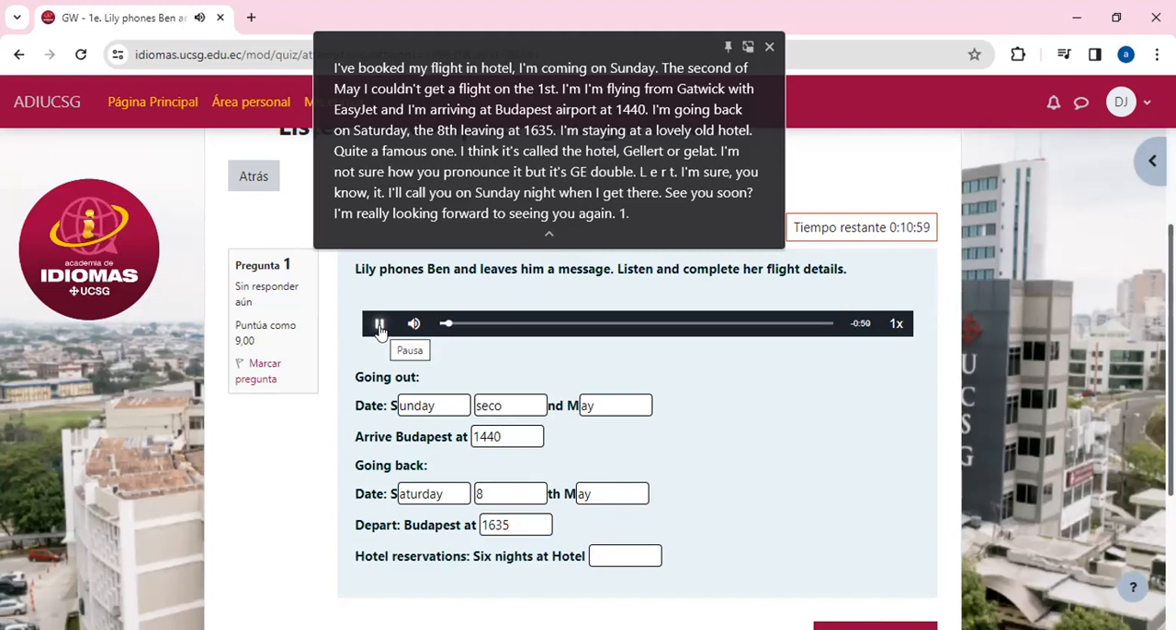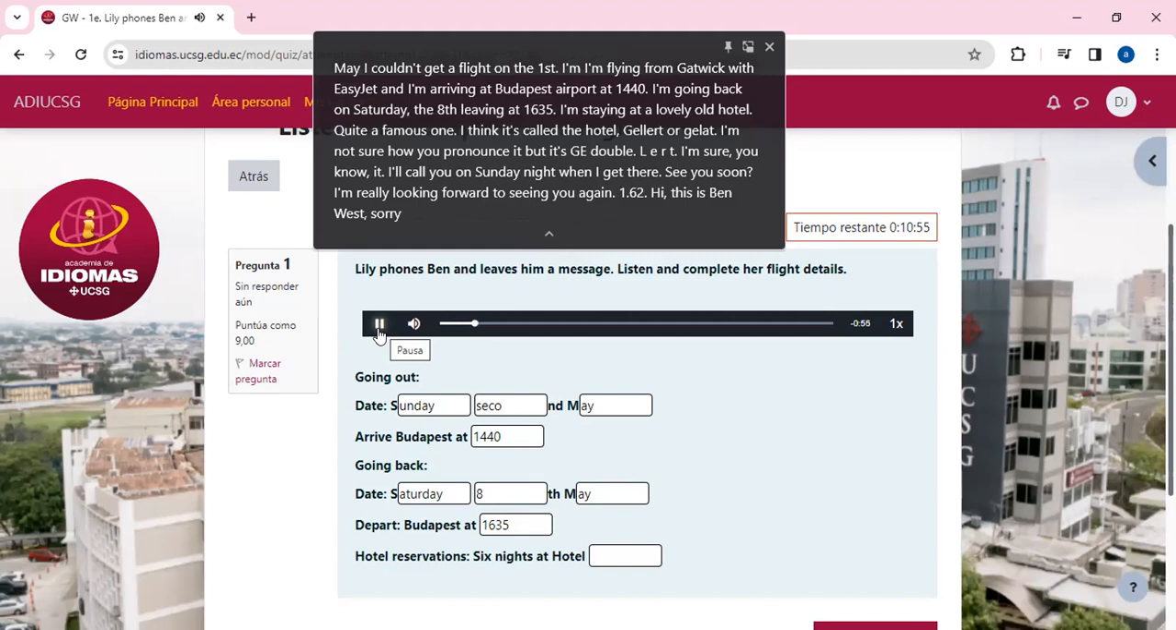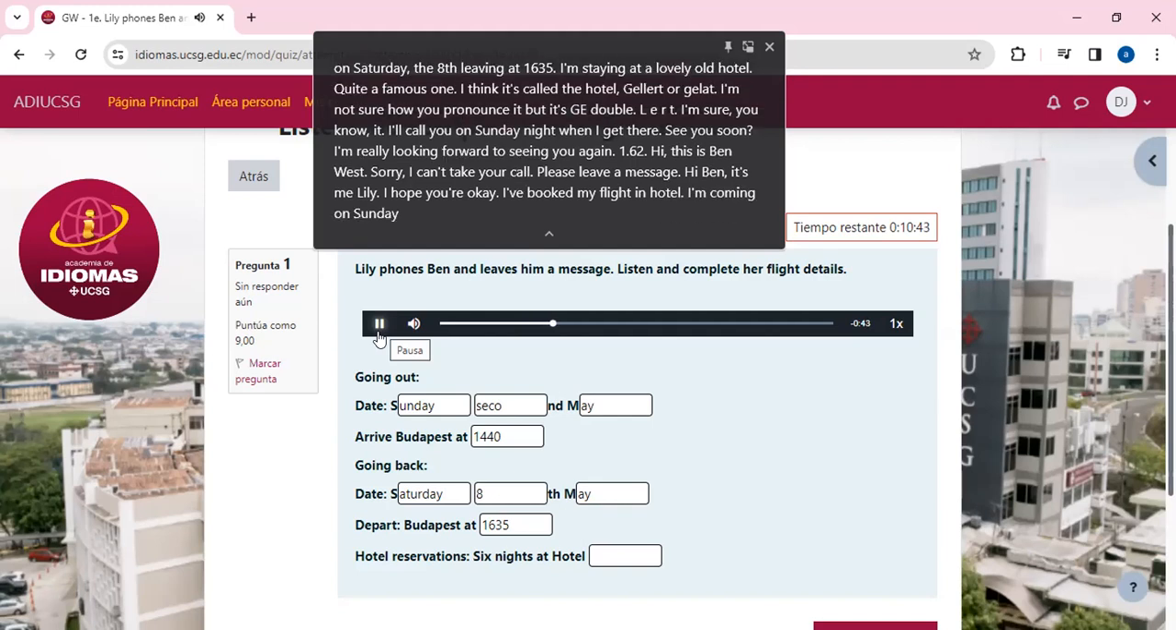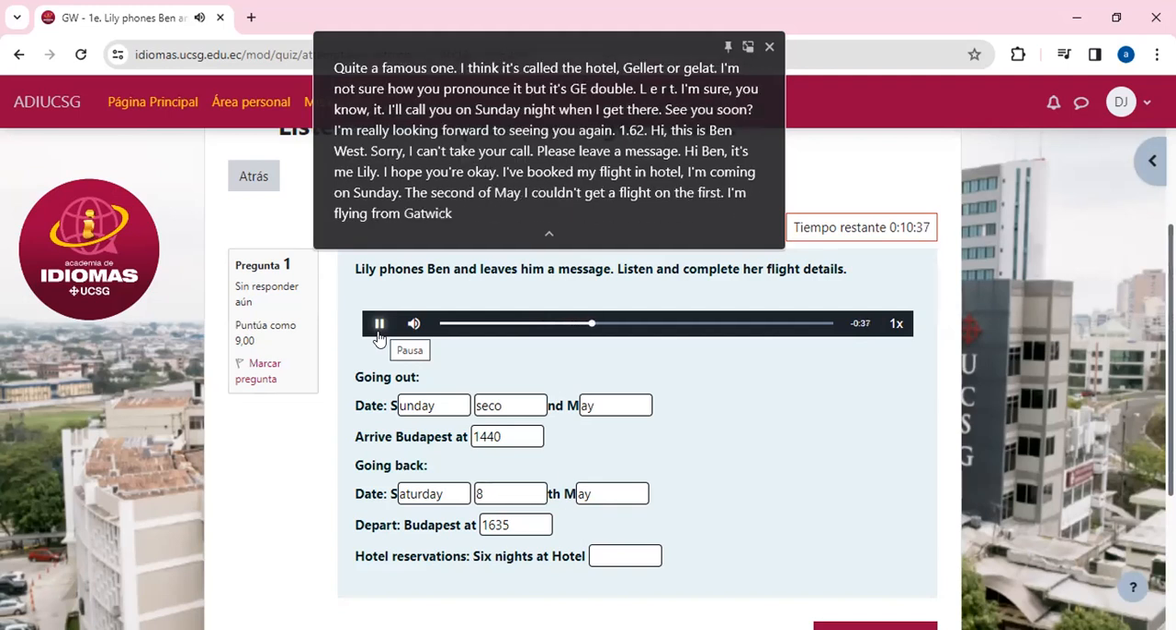One point 62. Hi, this is Ben West. Sorry I can't take your call. Please leave a message. Hi, Ben. It's me, Lily. I hope you're okay. I've booked my flight and hotel. I'm coming on Sunday the 2nd of May. I couldn't get a flight on the 1st. I'm flying from Gatwick with EasyJet, and I'm arriving at Budapest.